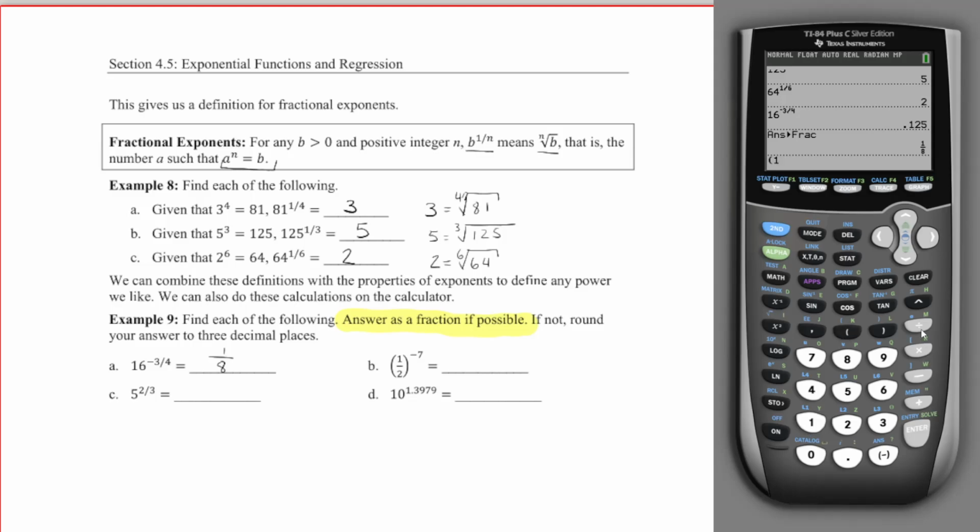Next, I want to take 1/2 to the negative 7. Oh, that's easy. That's a whole number. That came out to just 128. Oh, I guess when I took the reciprocal of a half, that was 2. So we really just did 2 to the 7th. What about 5 to the 2/3?